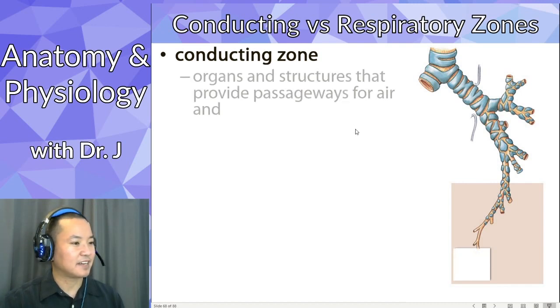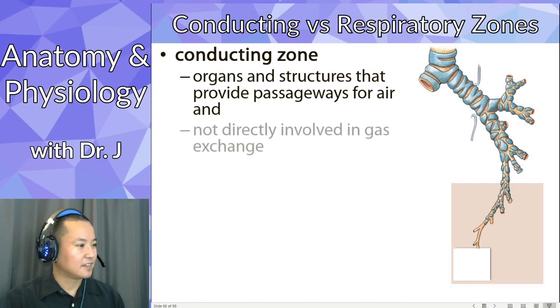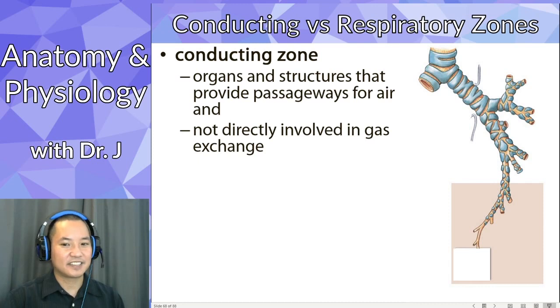So they're not really about actually oxygenating your blood. They're just a way of getting air gases from your environment to the inside of your lungs, and from the inside of your lungs back into the environment. So they're just passageways, and they're not directly involved in gas exchange. So these structures, basically everything outside of that smaller box we saw earlier, they're just a way of going from point A, from the outside environment, to point B in here.